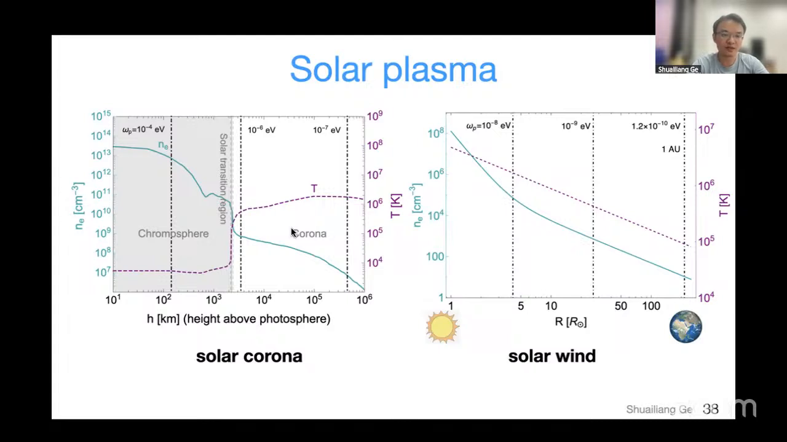Okay, and to be more specific, these two plots show the profile of electron density in the solar plasma, and the left figure is the plasma in the solar corona. The horizontal axis is the height from the solar surface, and this is the region of the chromosphere, and this is the region of the corona. And we see that the vertical axis is the electron number density, which spans a large range. Okay, and we can go further away from the sun into the location of the Earth and even beyond. The plasma is still there, but in the form of a solar wind. And the number density of electrons is much lower compared with that in the corona. Okay.